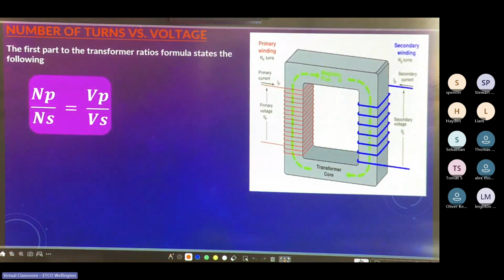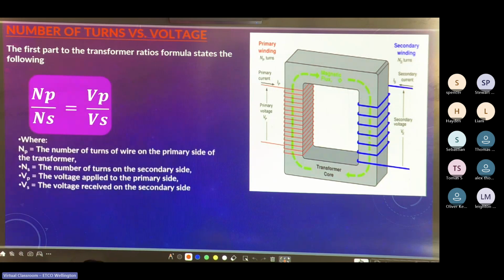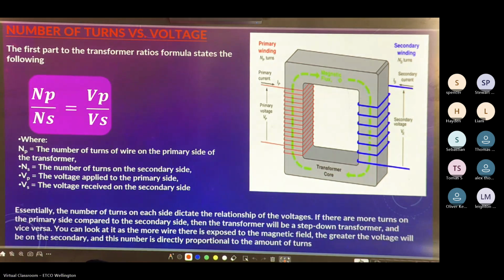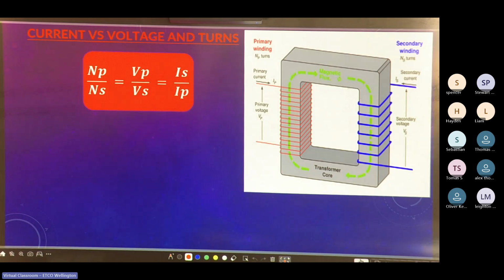So we looked first at the number of turns versus voltage. So we know that NP over NS equals VP over VS, where NP is the number of turns on the primary side, and NS is the number of turns on the secondary, and VP is the voltage on the primary side, and VS is the voltage on the secondary side. So it's essentially a ratio between the two, and we can use it to figure out current and voltage based on the number of turns.